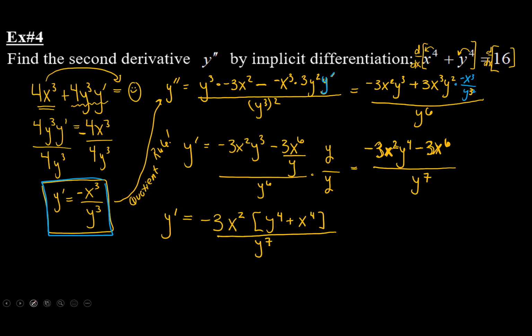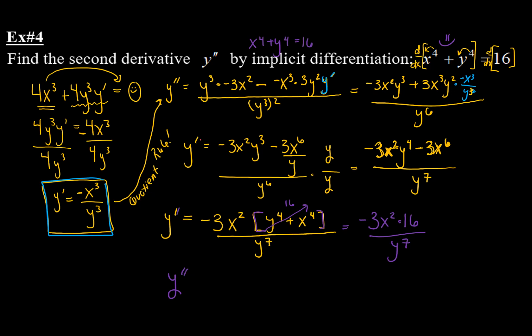Well, I don't know if you remember our original function. It's been a little while since we've looked at it. But our original function is x to the 4 plus y to the 4 is equal to 16. So this y to the 4 plus x to the 4 is actually equal to 16. So I'm going to have negative 3x squared times 16 all over y to the 7. And that I'm going to simplify.